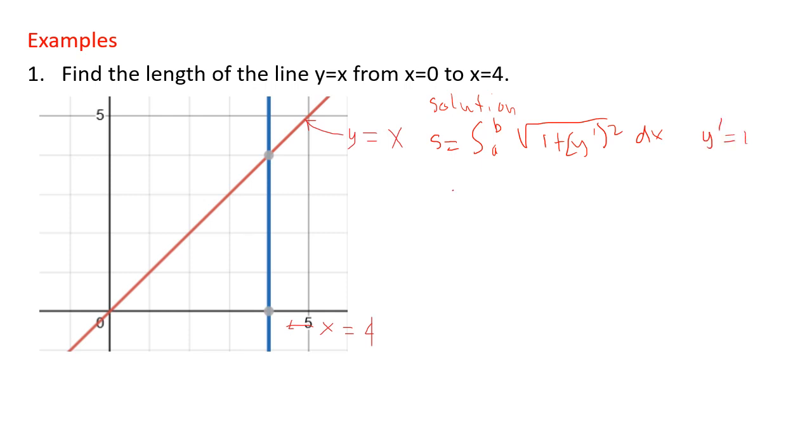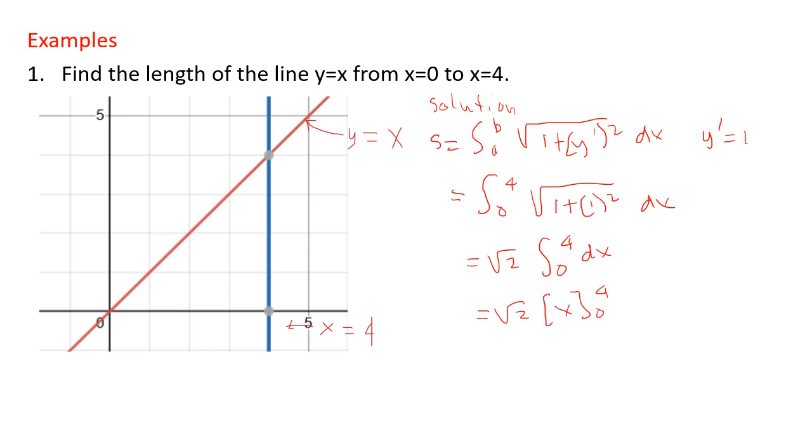So your L is equal to the integral from 0 to 4 of the square root of 1 plus 1 squared dx. So that is equal to the square root of 2 times the integral from 0 to 4 of dx, equals the square root of 2 times x from 0 to 4, equals 4 square root of 2.